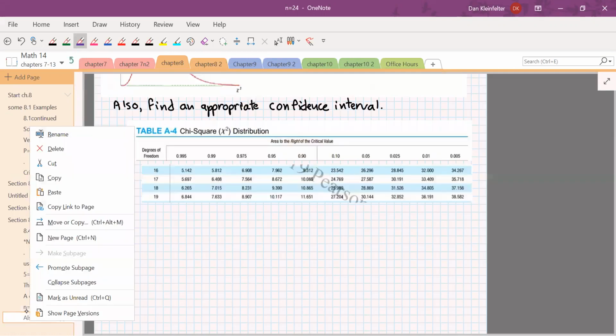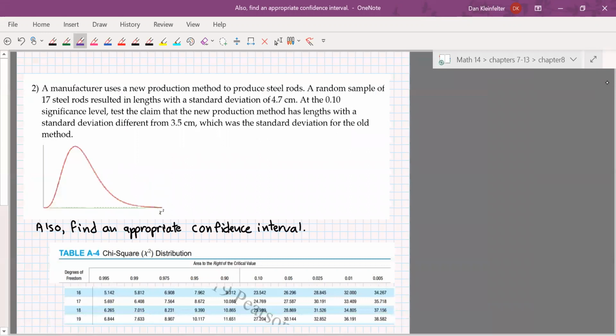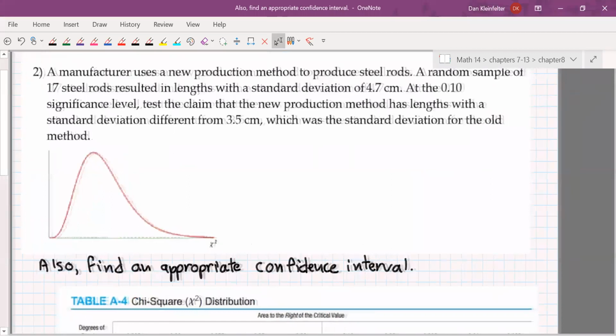All right, so our last example. Here it says the manufacturer uses a new production method to produce steel rods. A random sample of 17 rods resulted in lengths with a standard deviation of 4.7 centimeters. At the 0.10 significance level, test the claim that the new method has lengths with a standard deviation different from 3.5 centimeters, which was the standard deviation for the old method. All right, so we just want to see if the standard deviation is different.